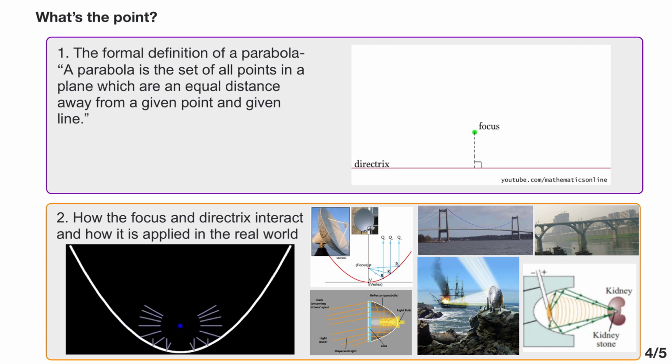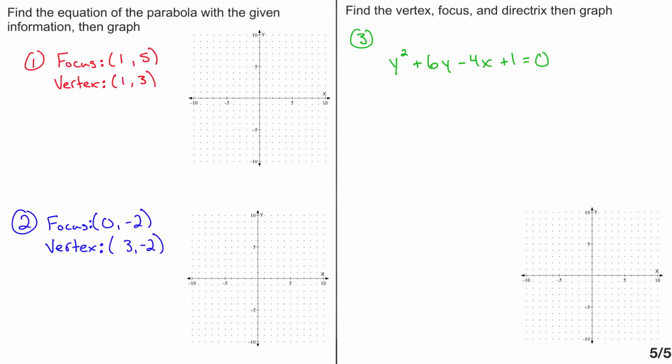But let's start talking about some more mathematically oriented operations, shall we? There are generally two subtypes of problems that I can throw at you when dealing with parabolas. I can either give you information about where the focus and the vertex are and then have you figure out the equation and graph from there, or I can give you an unfactored version of the problem like we're doing in problem number 3 and actually have you find the vertex form and then with that find the vertex, the focus, the directrix, and graph that shape. So let's jump into this, shall we?